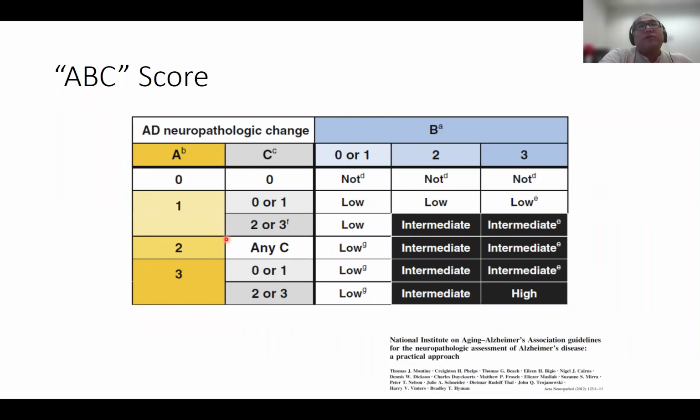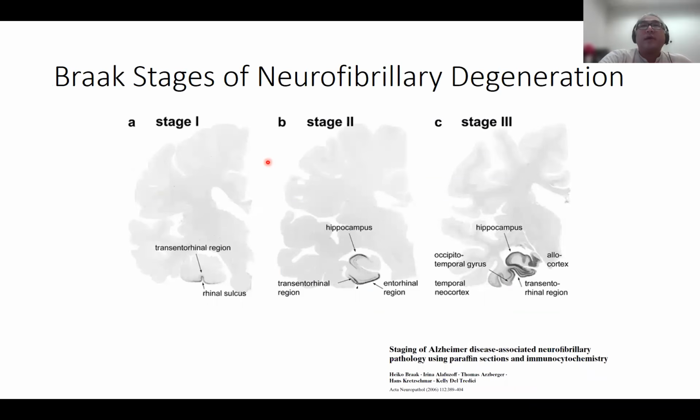The way we do this is we come up with an ABC score. The A score is for amyloid, and this is something called the Thal phase, which we'll go over. B is for tau, and that's the Braak stage. And C is for CERAD, which is a score of neuritic plaque density. We'll go through each of these. The Braak score is probably the most complicated, so I'll start there.